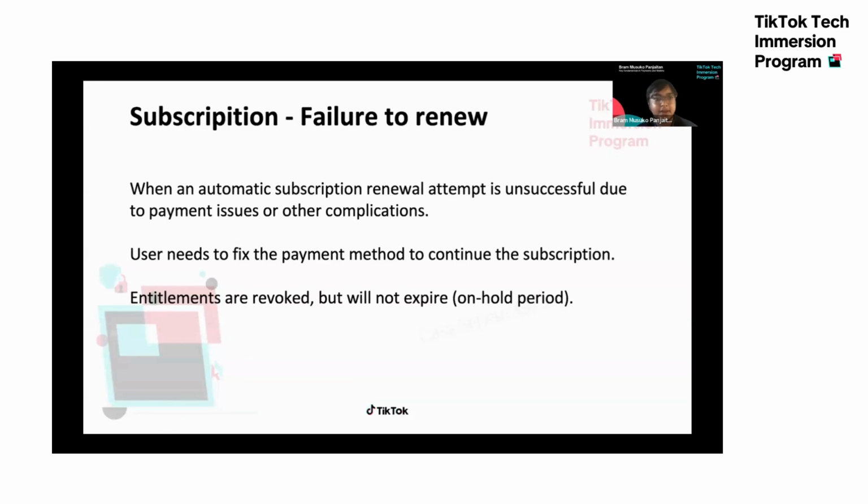Okay. Now the previous one is the happy flow. Now we go to some of the edge cases. So in subscription, for every renewal, we will try to charge the user's payment method. But what happens if the payment method fails to be charged? For example, your credit card is expired, or you changed your credit card to some other invalid credit card. When this happens, we will inform the users that they need to fix their payment method to continue the subscription. So as a developer, we should revoke the user's entitlements. So the user cannot enjoy the benefit anymore, but it won't go to the expired state because there's still a chance, because the channel still keeps retrying to charge the user's payment method.